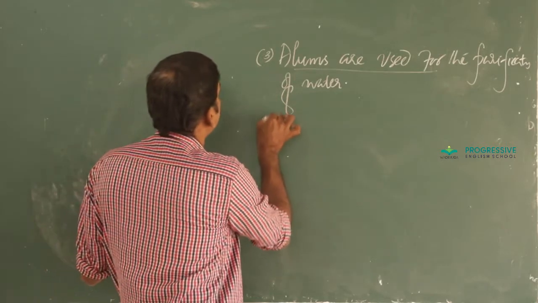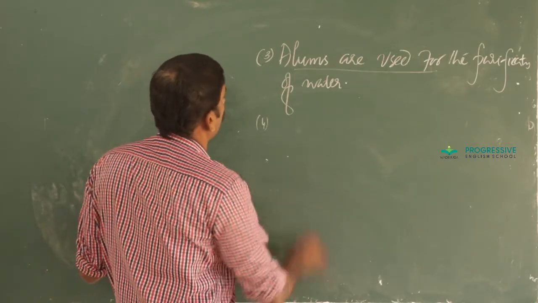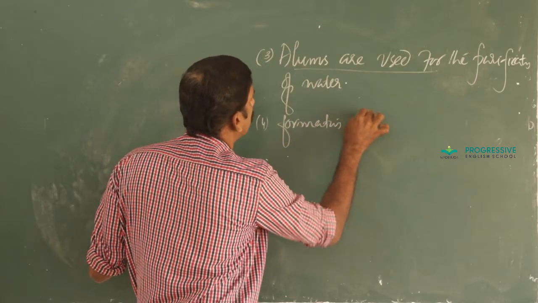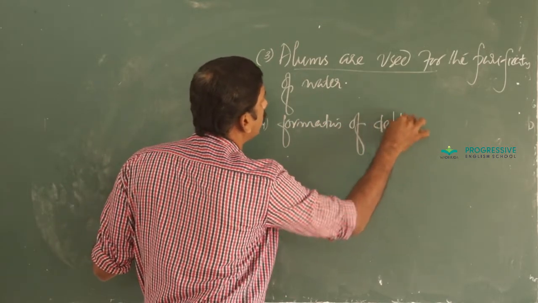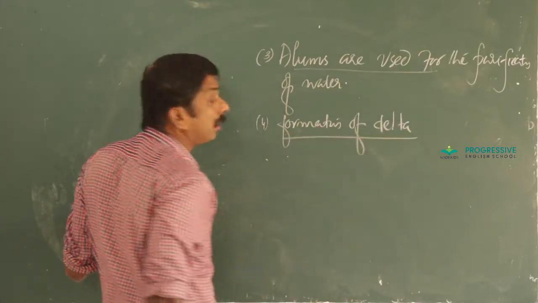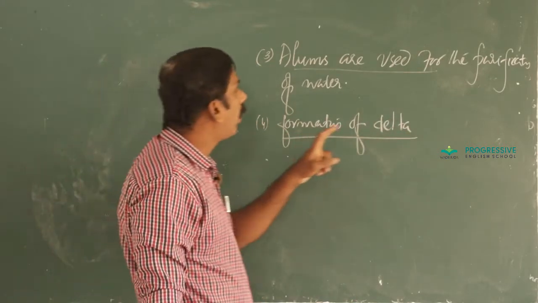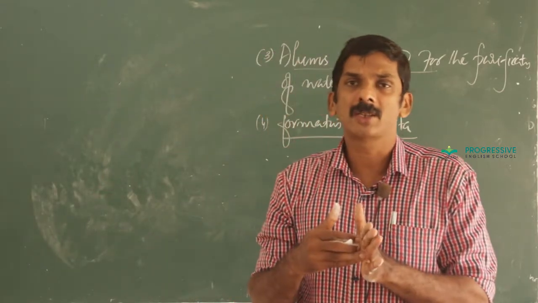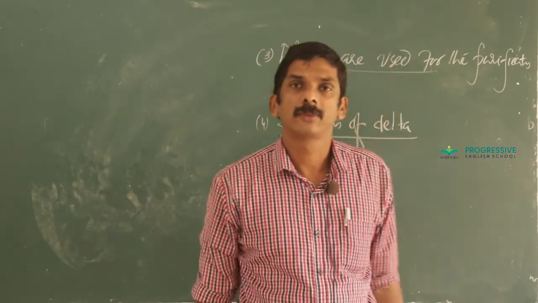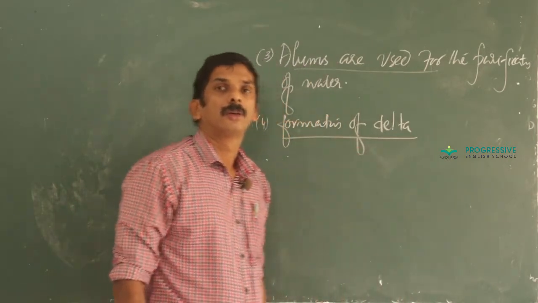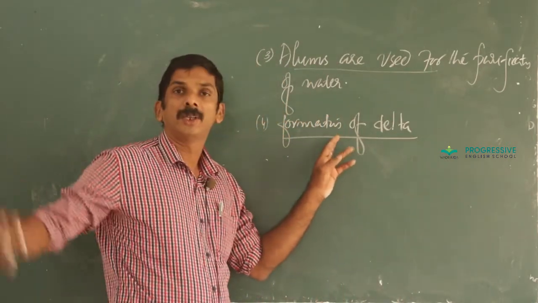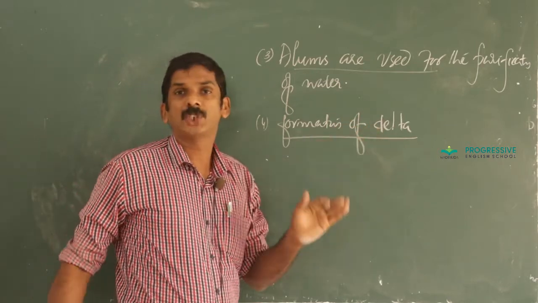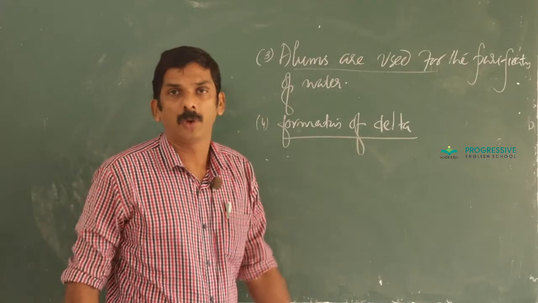Next, formation of delta. Delta means the point at which seawater meets river water. One of the example is here, it is in Azhikal. That is the point at which river water meets seawater.